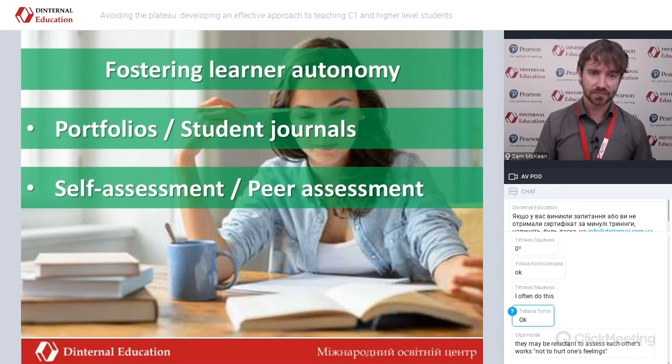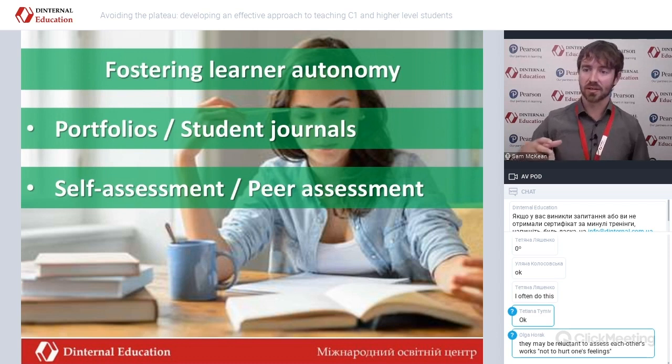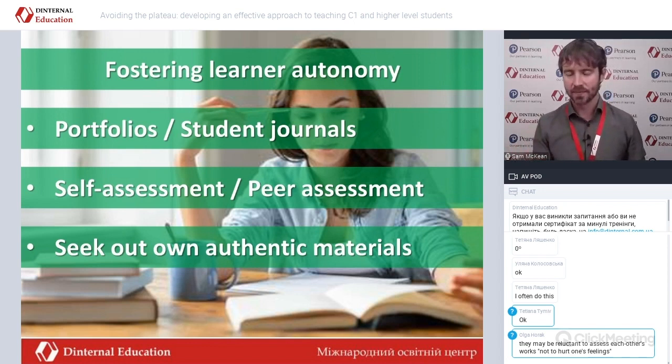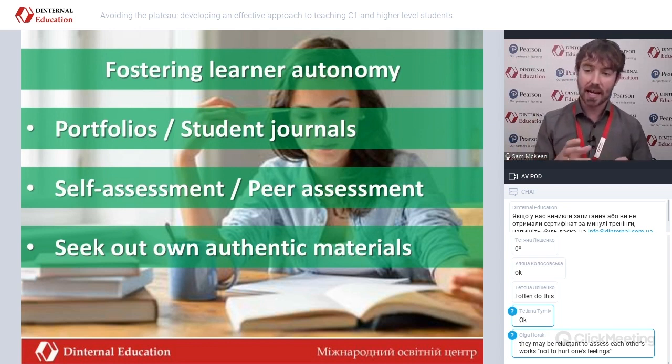Another way we can encourage our students to work more independently is by encouraging them to seek out their own authentic materials. By this stage, advanced level students are in the great position of being able to understand and enjoy the same content in English as they do in their own language, to an extent. Maybe not completely, but certainly to an extent.